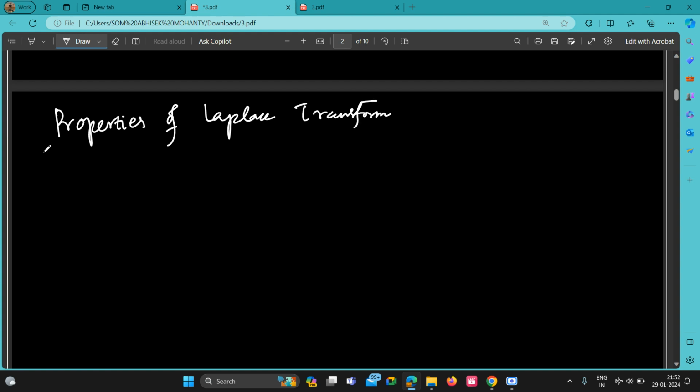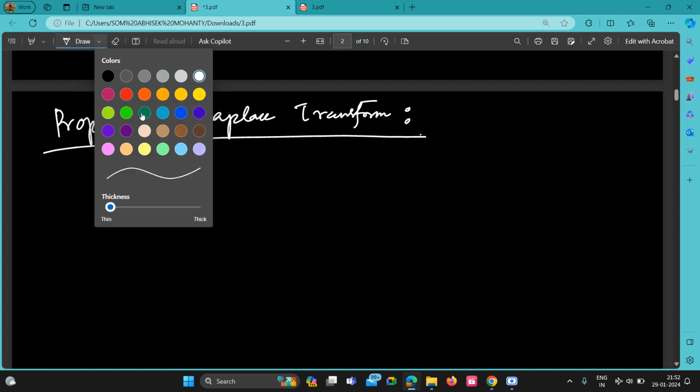Now we'll study some properties. These are the basic formulas. Properties of Laplace transform, from where questions usually come.